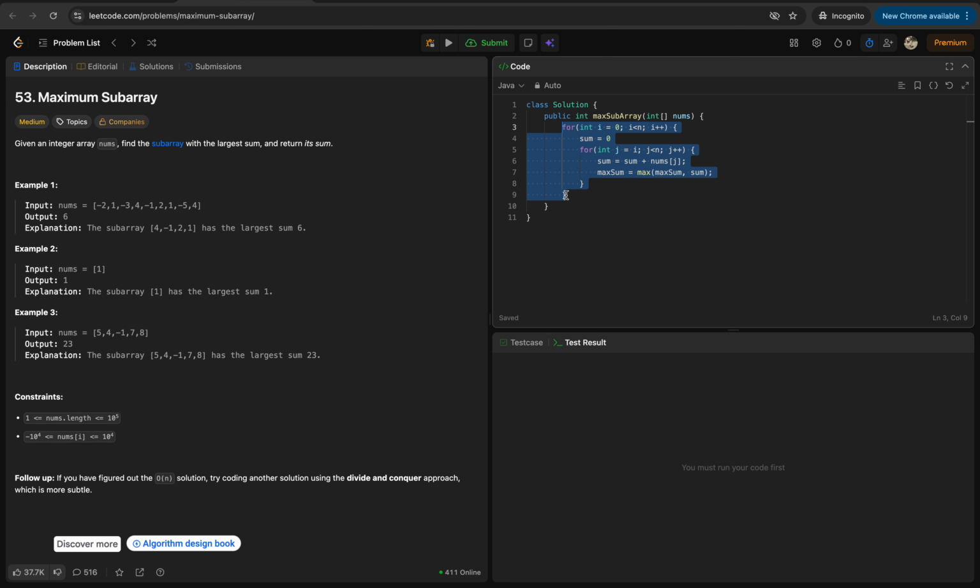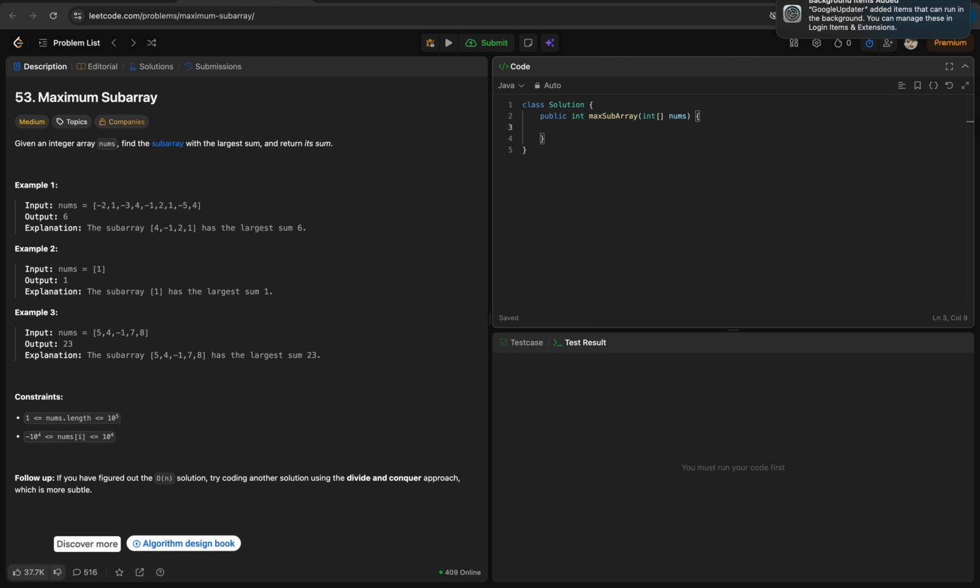This is the brute force approach. The time complexity will be n square in this case.